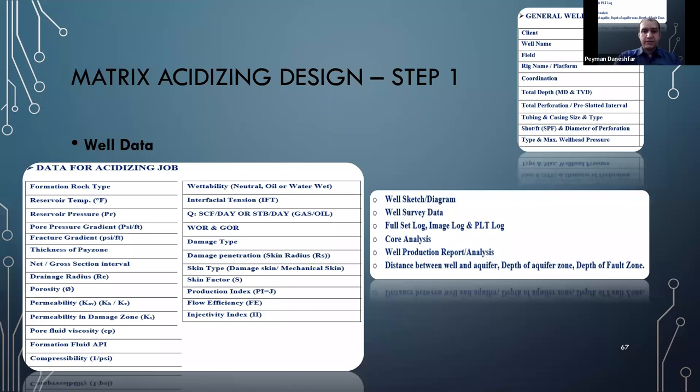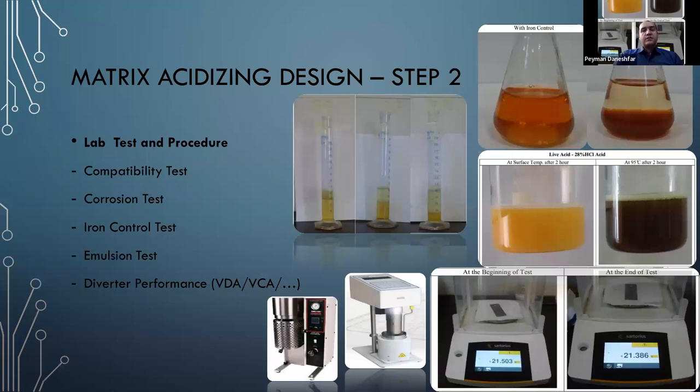Another step is the lab test and procedure. We have the compatibility test, corrosion test, iron control test, emulsion test, and the diverter performance. Yes, the compatibility test we should do, corrosion test, iron control test, emulsion and diverter performance. Because if we have all parameters from the laboratory and we are confident about our additive and our acid that can be used in acidizing, our design is better, our job will be better.